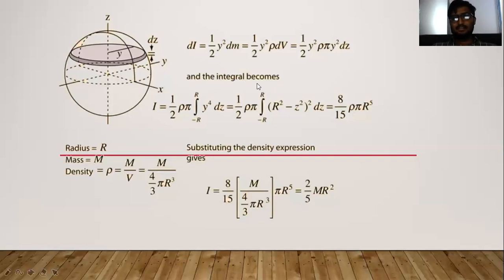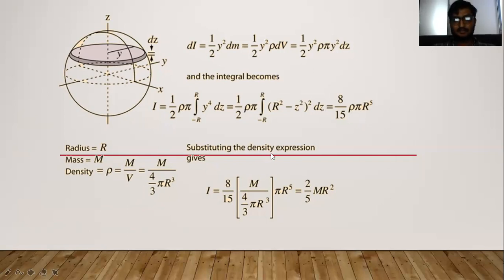Then integration becomes I is equal to 1 half rho pi integration from minus r to r of y raised to 4 dz, where r is the radius of the sphere. That is 1 half rho pi integration from minus r to r of (r square minus z square) whole square dz. After integration, I is equal to 8 upon 15 rho pi r to the power 5.